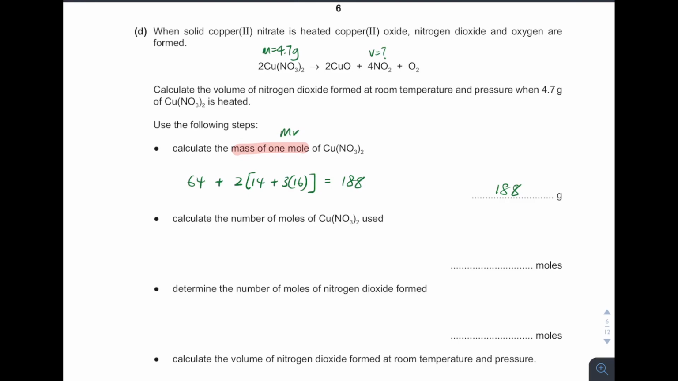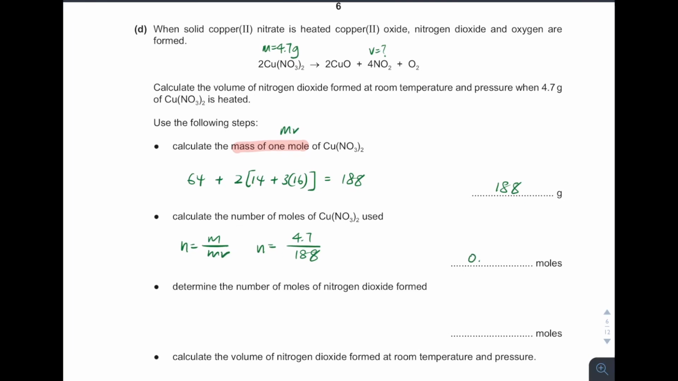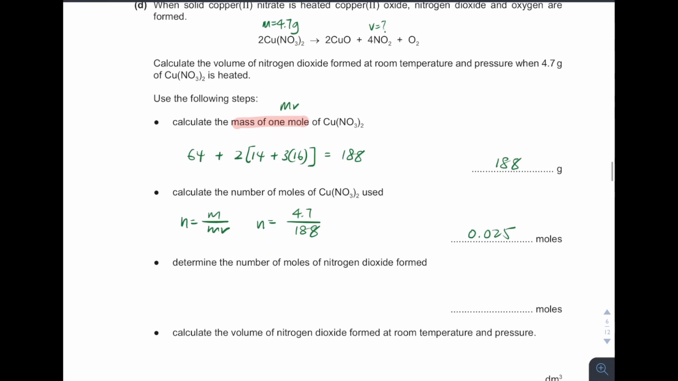Okay, next one. Calculate the number of moles of copper 2 nitrate used. Now we have the Mr, and we have the m, which is 4.7 given here. In terms of mass, the formula is n equals m over Mr. So m 4.7 divided by Mr 188. Eventually you will get 0.025 mole.